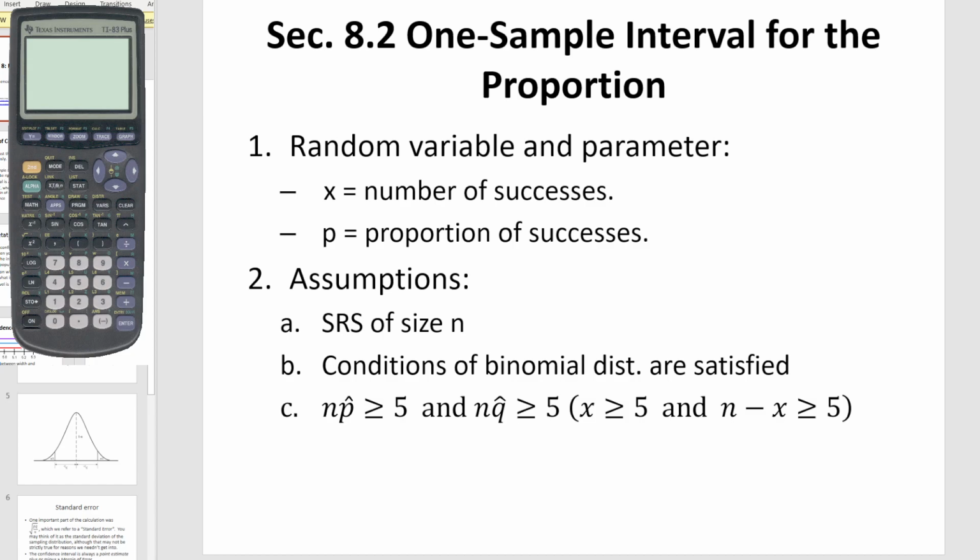So step one, we state the random variable and the parameter in words. Here, x will be the number of successes, and p will be the proportion of successes.